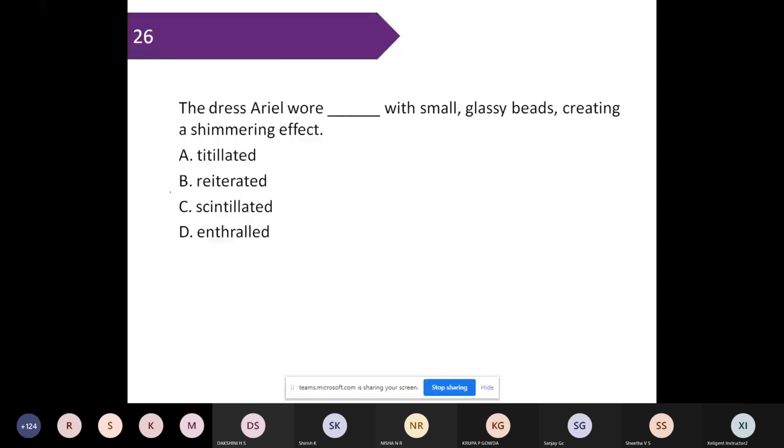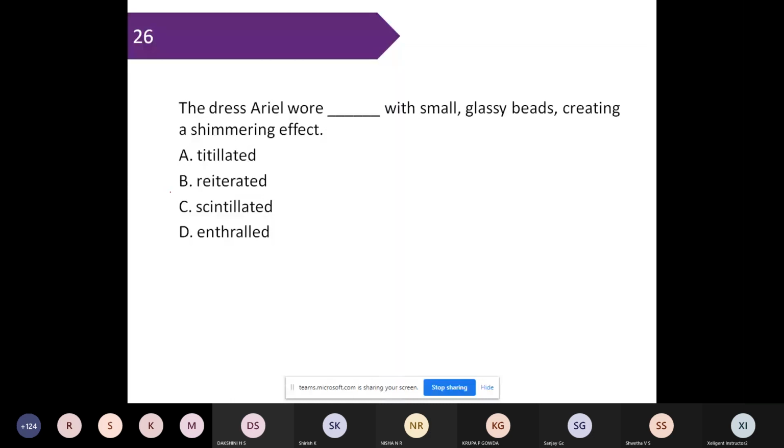Titillated. Titillated means something which is arousing one's interest. Okay, so that's titillated, but it's not about Ariel, it's about the dress which she has worn. So the sentence mainly speaks about the dress which she has worn. It gives a shimmering effect. So these are the clue words.